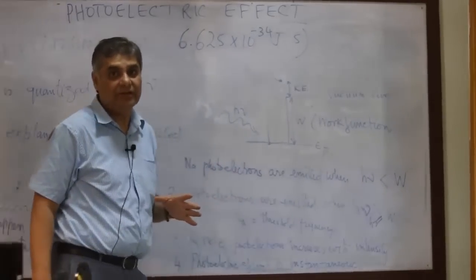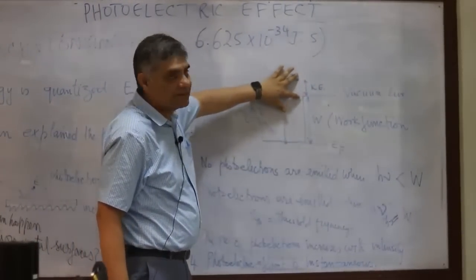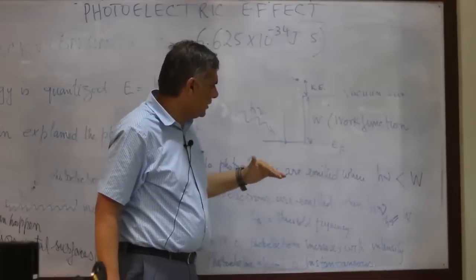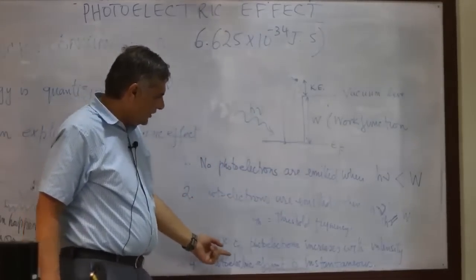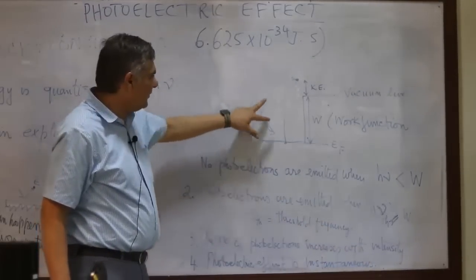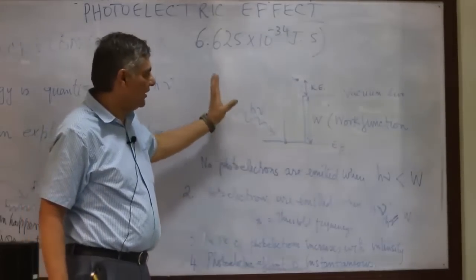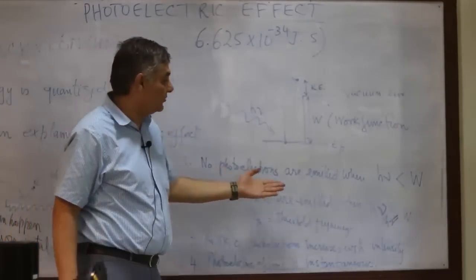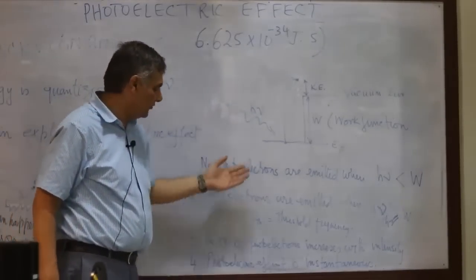In this experiment, the stopping potential that we measure is actually this excess kinetic energy given to the electrons. And then number three, the number of photoelectrons increases with the intensity. Once we have hit the threshold frequency, we can increase the number of electrons by shining more light. But if the frequency is less than the threshold frequency, no matter how much light intensity we shine, there will be no photoelectron.